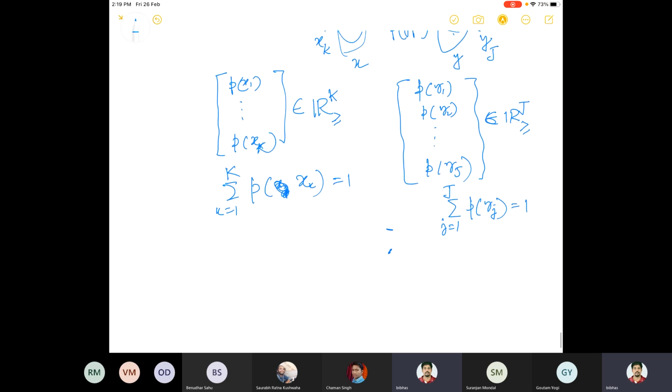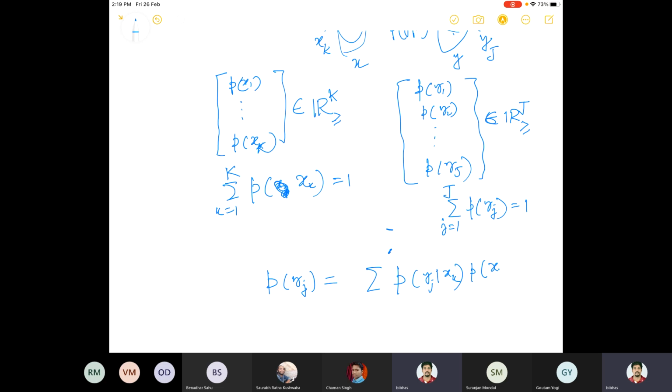Now, can anybody tell what is P of yj in terms of the conditional probabilities? Can anybody say this? What is this? Can anybody tell me what was that? P of yj? So it will be the summation of probability of yj given xk into probability of xk. Okay, this is what you are saying.